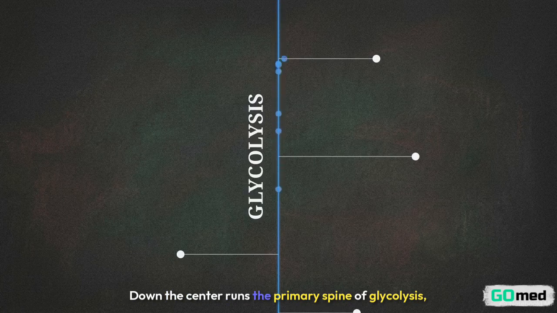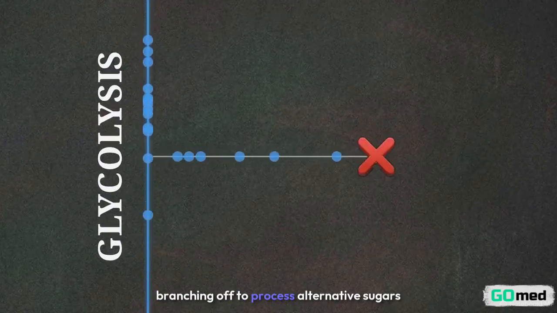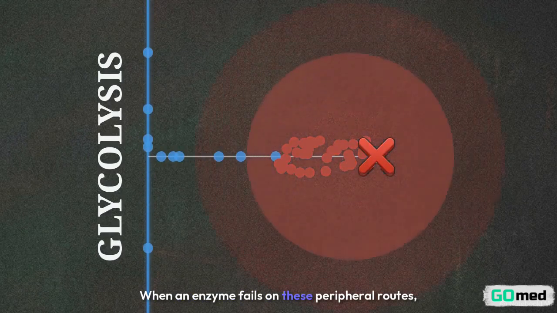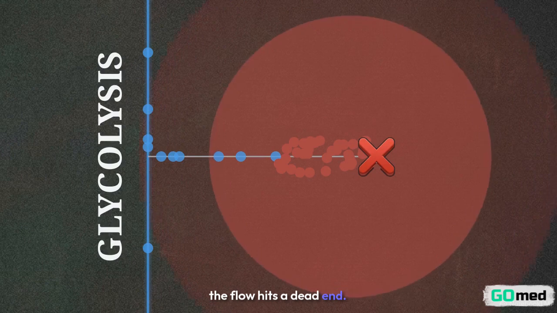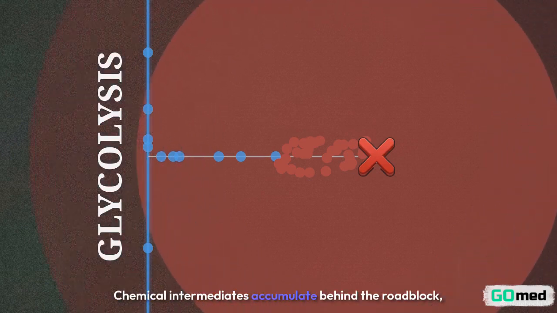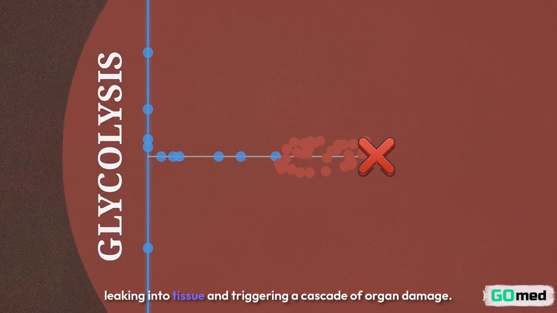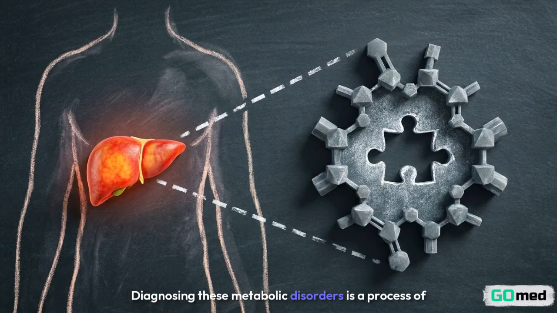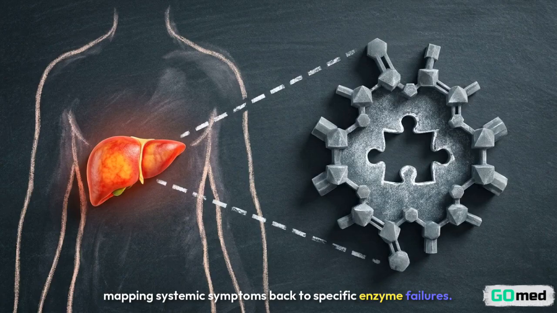Down the center runs the primary spine of glycolysis, with specialized side channels branching off to process alternative sugars or store fuel. When an enzyme fails on these peripheral routes, the flow hits a dead end. Chemical intermediates accumulate behind the roadblock, leaking into tissue and triggering a cascade of organ damage. Diagnosing these metabolic disorders is a process of mapping systemic symptoms back to specific enzyme failures.